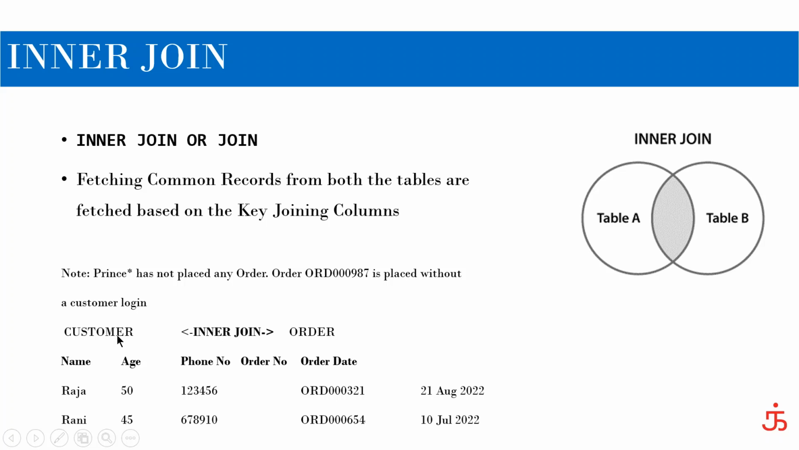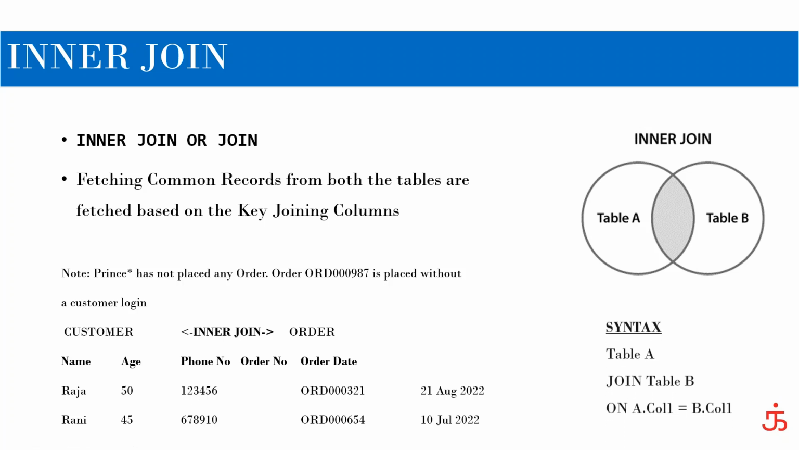Otherwise, for example, if there is a customer, say Prince, whose data is there only in the customer table, the customer does not have any order. He has not placed any order yet. So he does not have any record in the right side table. So what will happen? It will not bring that record because it is only available in one of the tables.